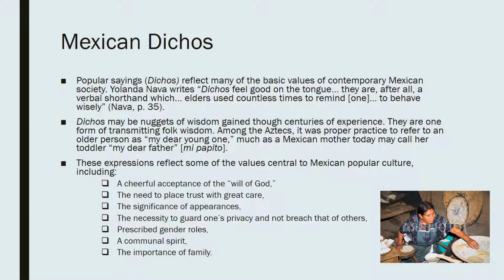These expressions reflect some of the central values in Mexican popular culture, including a cheerful acceptance of the will of God, the need to place trust with great care, the significance of appearances, the necessity to guard one's privacy and not breach that of others, your prescribed gender role, having a communal or community spirit, and the importance of family.